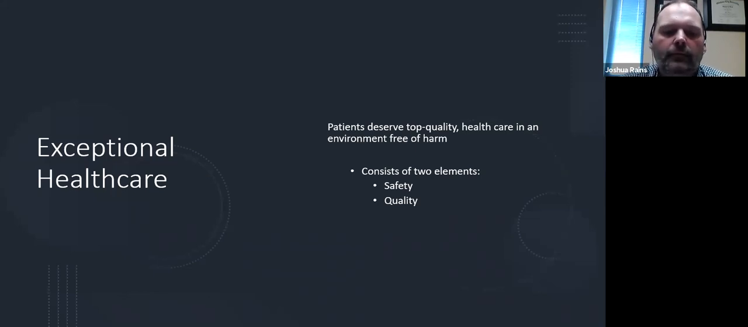I wrote the definition that I put up there, but this is kind of the way I see it. I see that patients deserve top quality healthcare and an environment free of harm. Obviously, we're not in this to hurt people. We're in this to help people, but unfortunately it happens sometimes. But I think they deserve the best quality we can give, in a safe manner. And so those two elements are quality and safety. That's where I've landed in my career. But we'll talk about safety first.